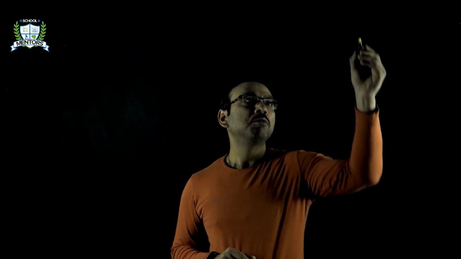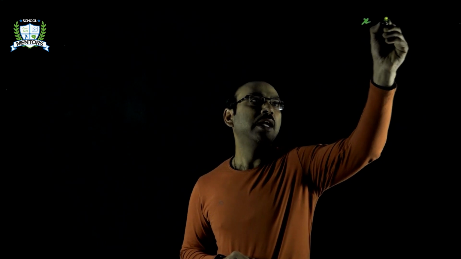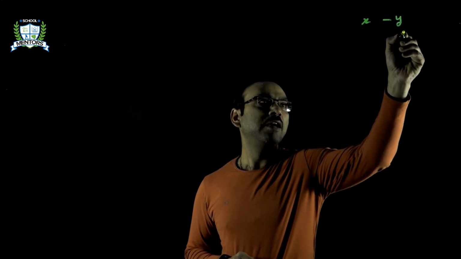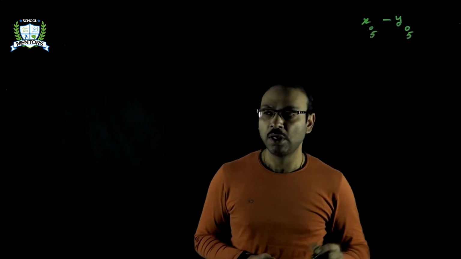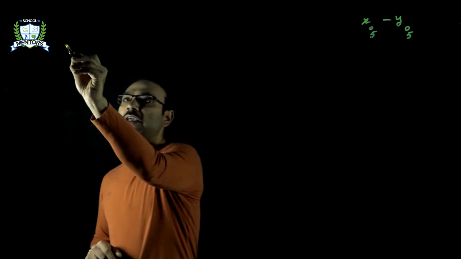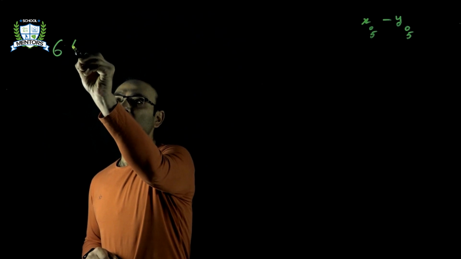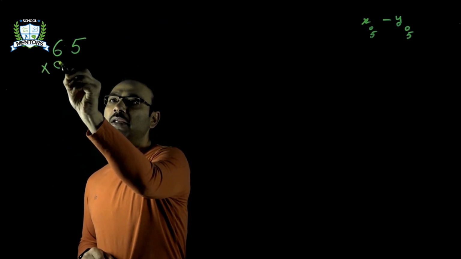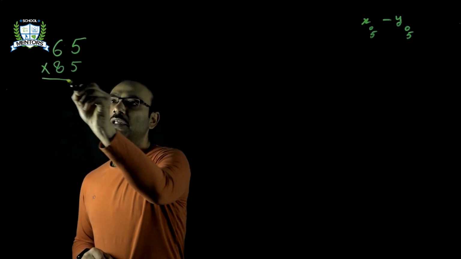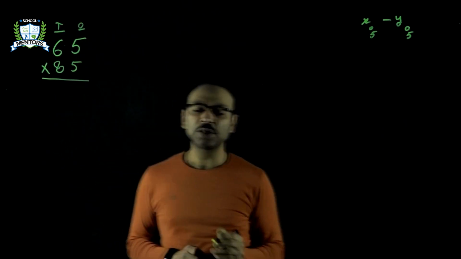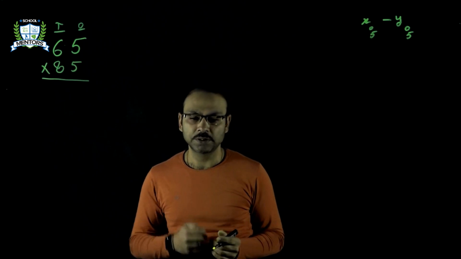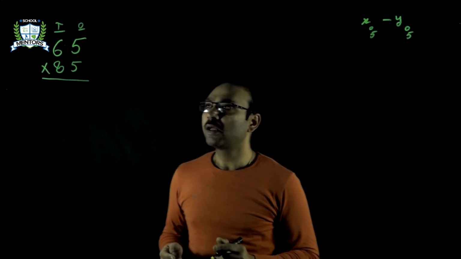So taking it a step further, today we will see how to do multiplication of numbers, say x and y, where both the numbers have 5 as the ones digit. Here also, let's take up an example. Say we take 65 multiplied by 85. The ones place will have 5 in both the numbers. So it's pretty simple.